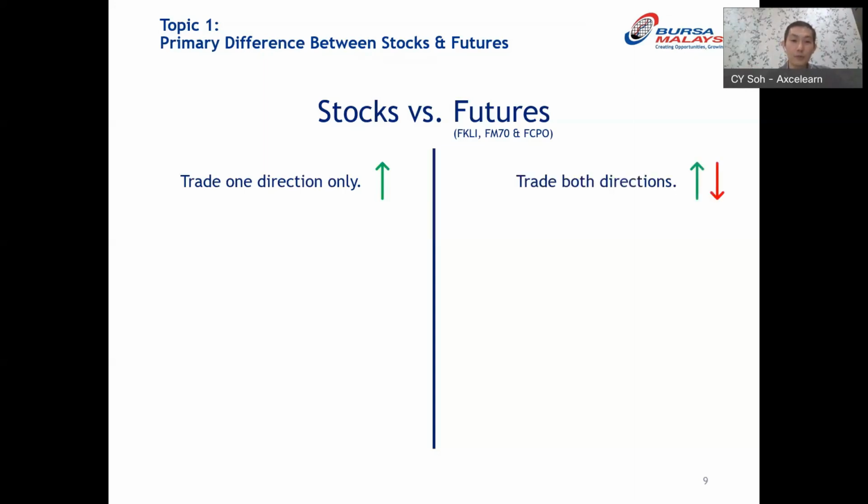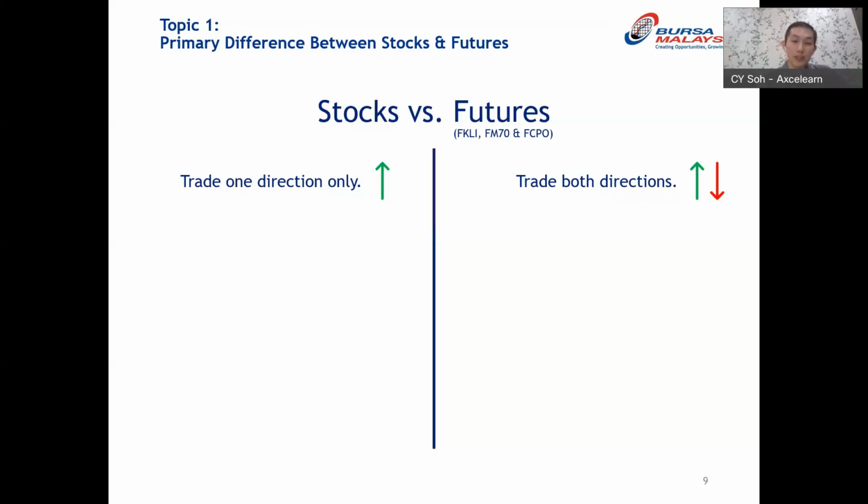For futures, you can trade both directions. You can profit from up markets as well as down markets. Now, when it comes to shorting the market, if you are doing it in the stock market, of course, we can do intraday short selling, but it is only limited to intraday only.